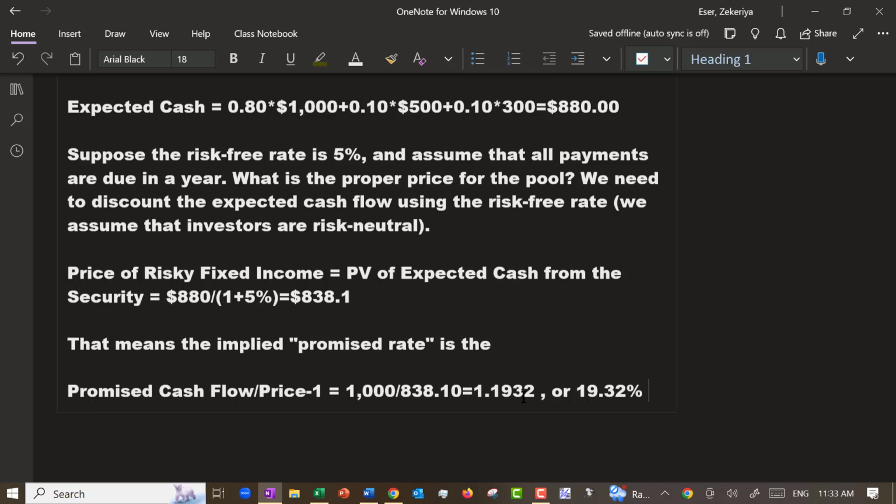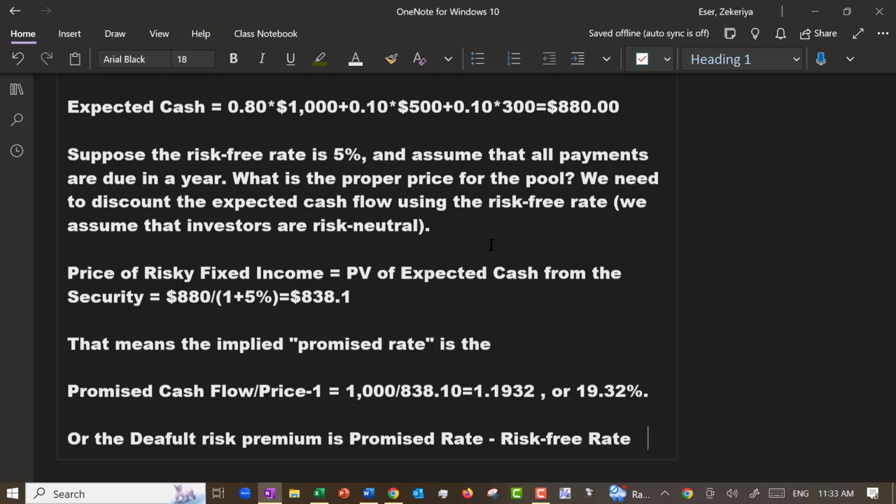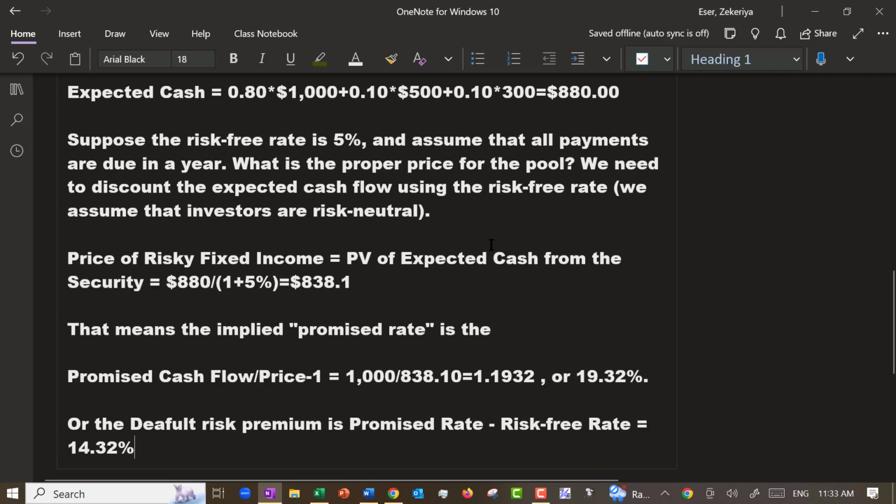Why? Because this is rather risky. Or the default risk premium is the promise rate minus the risk-free rate, which is equal to... that's a rather big spread. This is also known as the default spread.